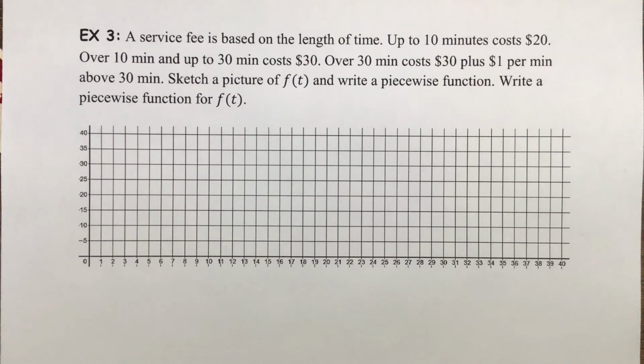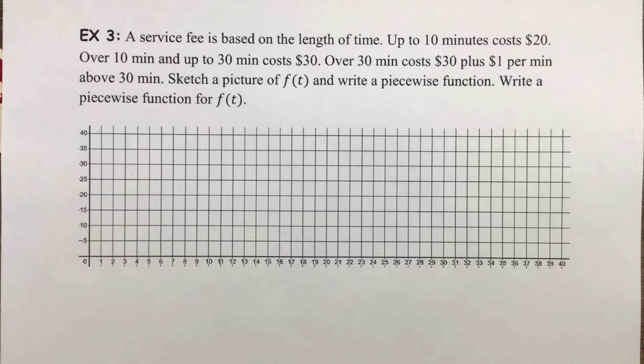Up to 10 minutes, it's going to be $20. So whether it was 1 minute, 2 minutes, 3 minutes, or 10, it's going to cost $20. As soon as you go over 10 minutes, the cost is going to jump to $30, and it's going to stay there up until you get to 30 minutes. Once you get to 30 minutes, it's going to be a different price. It says over 30 minutes costs $30 plus $1 per minute over 30.